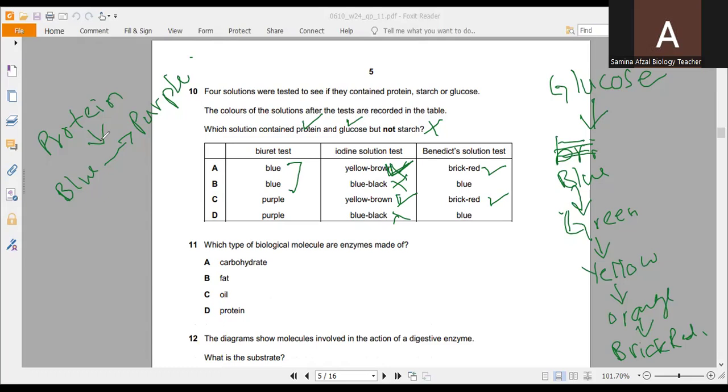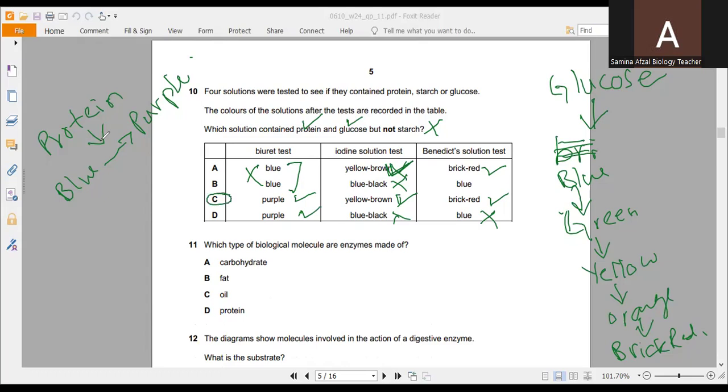So it means we have to find out which color. Purple is present in C and D as well. So C is the correct option.